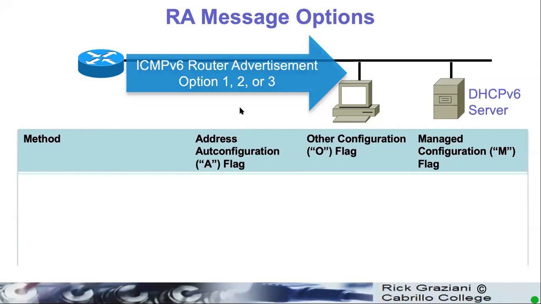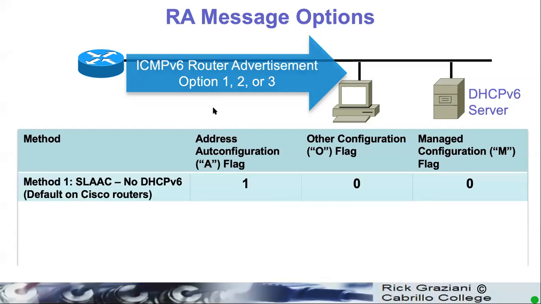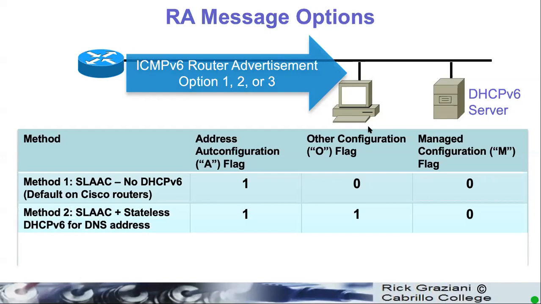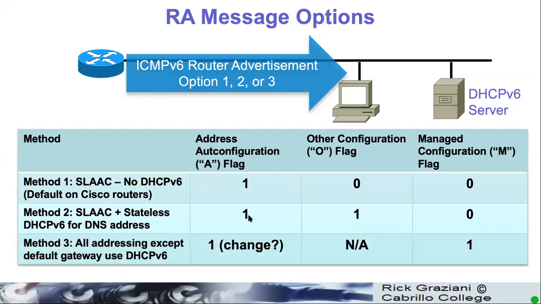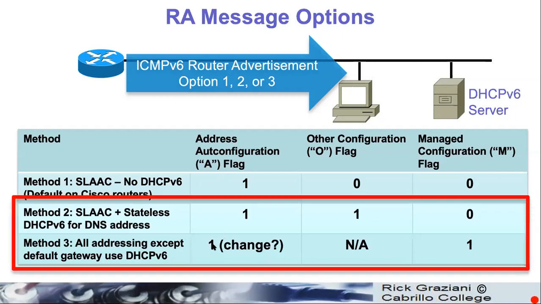The router advertisement message will suggest which of these options. In method 1, the A flag is set to on. This is the default, and the other flags are 0. For method 2, which we'll be taking a look at, we'll change the O flag to 1. For method 3, stateful DHCPv6, we'll want to change the M flag to 1. When we do that, the O flag will be ignored, and we should change the A flag from 1 to 0. We'll talk about that. These are the two methods we're going to be focusing on in this set of videos.